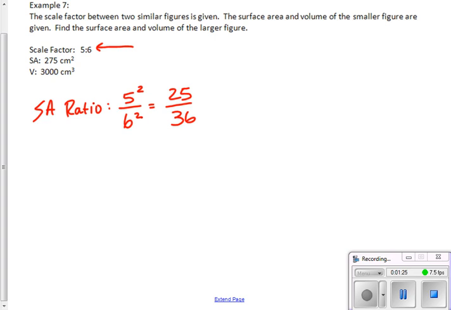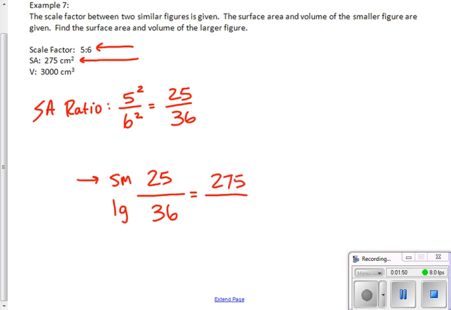Now we know we have a small figure and a large figure. That's kind of what your ratio would be. Obviously 25 would be small, 36 would be the large, equals. We are given the smaller surface area, so that would be on top with the smaller ratio. So we have 275 on top over x, what you just set up as a proportion. You would cross multiply and divide, and you would find out the surface area of the larger figure, which would be 396 centimeters squared.